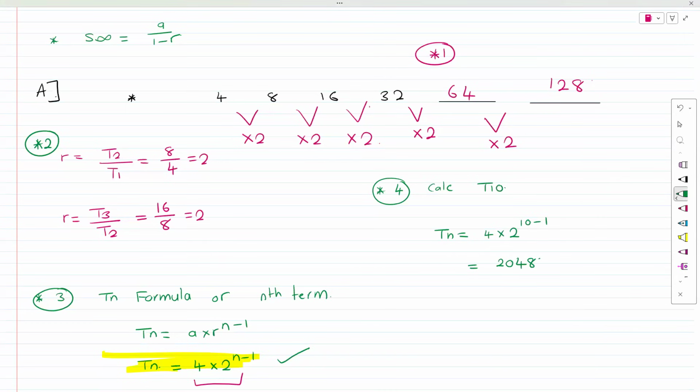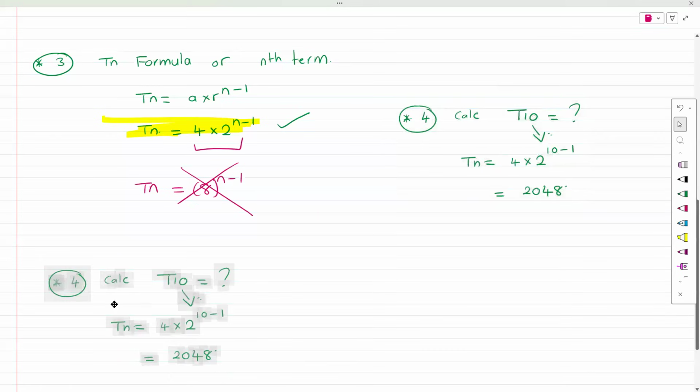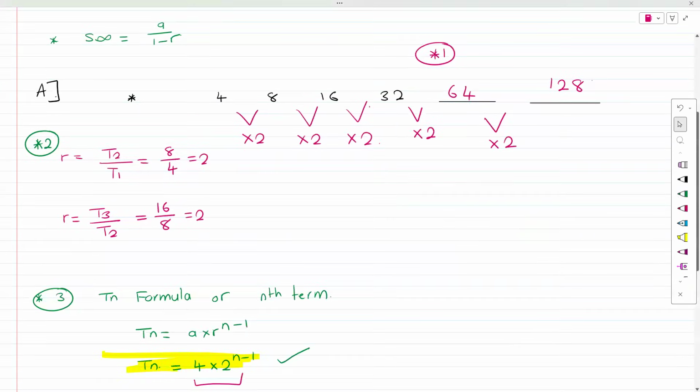So when they say calculate term 10, guys, pay attention. Calculate term 10. That means you're going to substitute 10 into n. Okay? So 10 must be substituted in n. Now the opposite question, the one that works with this, is the one that people get confused with.